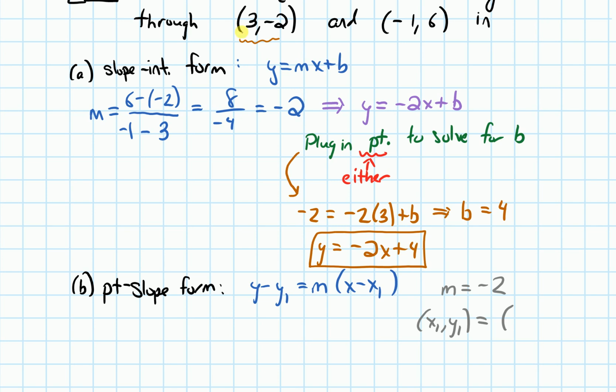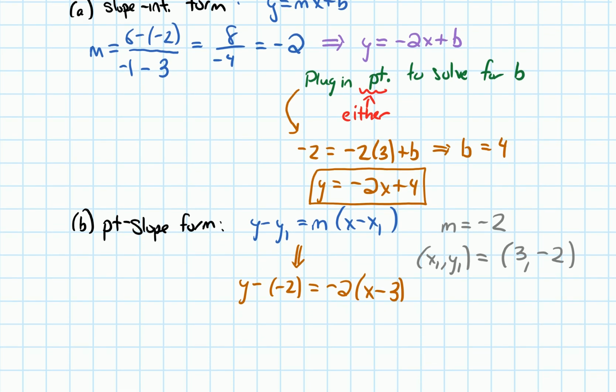So maybe let's just do the same point that I plugged in in part A. The x-coordinate of that first point is 3, and the y-coordinate is negative 2. Now let's plug this in. We end up with y minus the y-coordinate, y minus negative 2, equals m, which is negative 2, times x minus the x-coordinate, which was 3. I can simplify this a little bit. The double negative becomes positive, so y plus 2 equals negative 2 times x minus 3.